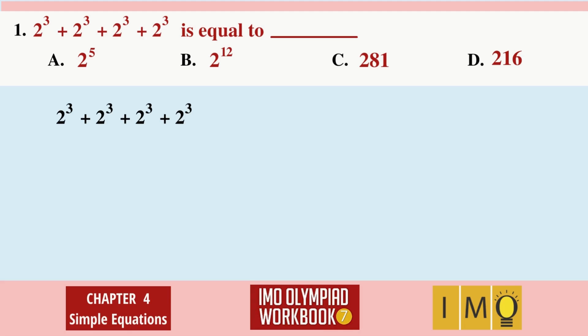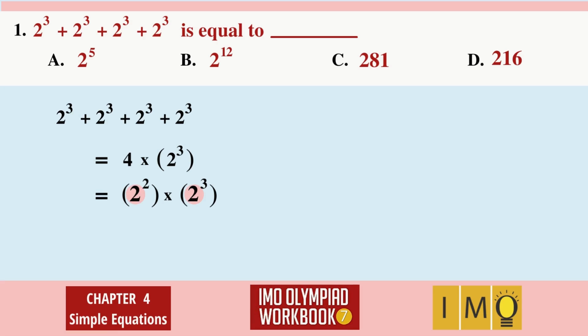This is a case of repeated addition. Repeated addition can be expressed as multiplication. Since 2 to the power of 3 is being added 4 times, it can be expressed as 4 into 2 to the power of 3. 4 is 2 square. So that becomes 2 square into 2 cube.